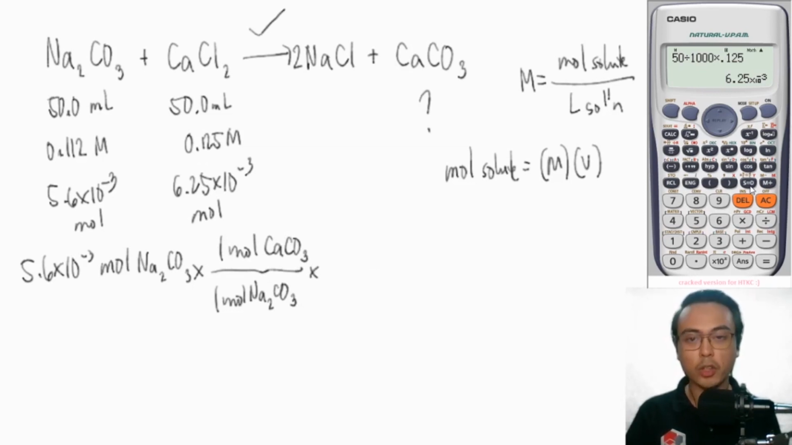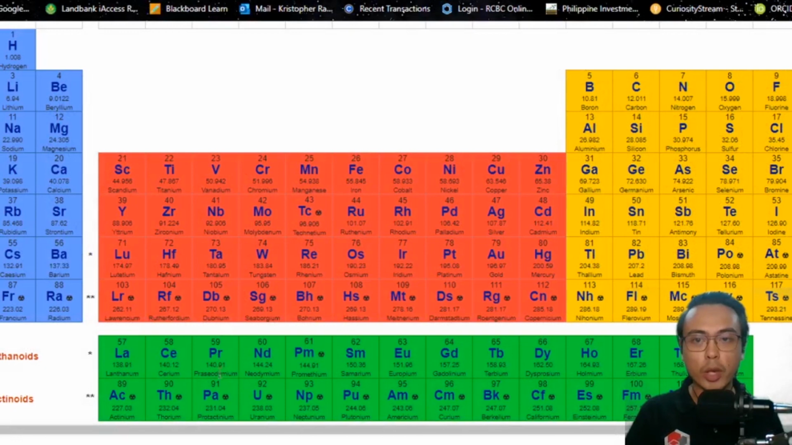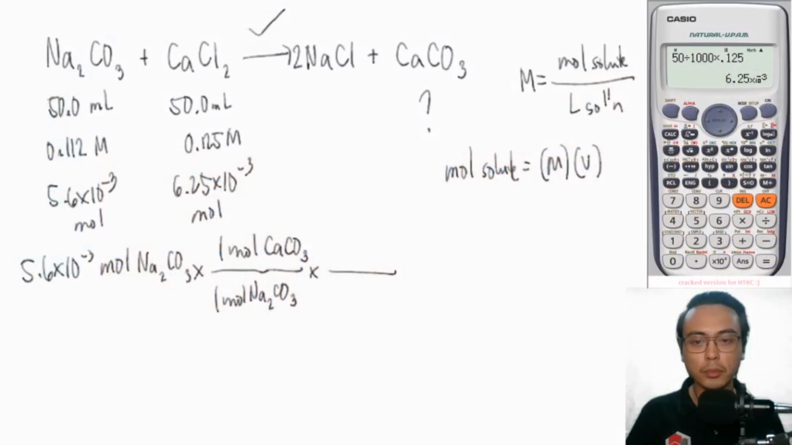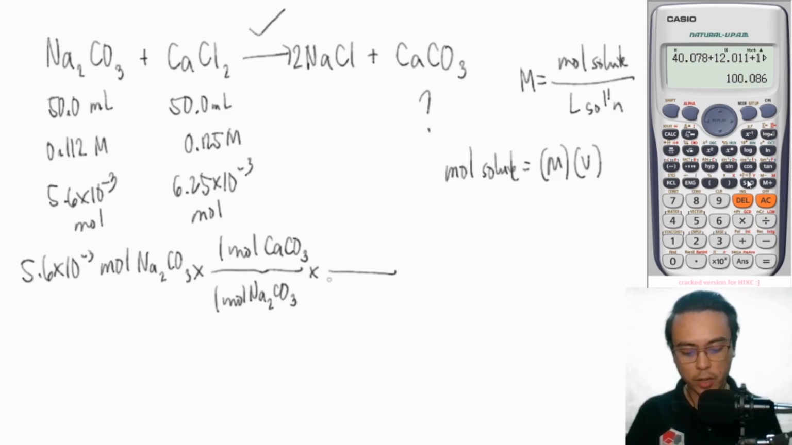And we want to convert the moles of calcium carbonate to mass because we are asked for the mass of calcium carbonate. So let's solve for its molecular weight. The molecular weight of calcium is 40.078. So that is 40.078 for calcium, plus for carbon, that is 12.011, and then 3 oxygen at 15.999 each. The molecular weight of calcium carbonate is 100.086 grams of calcium carbonate for every mole of calcium carbonate.